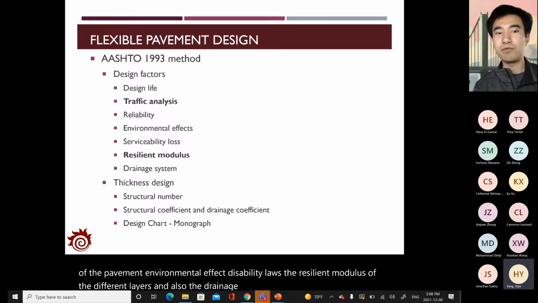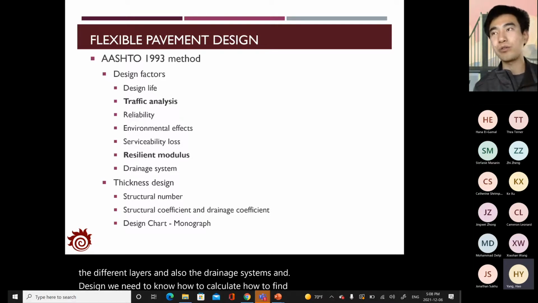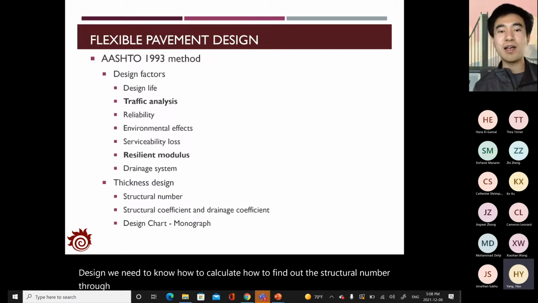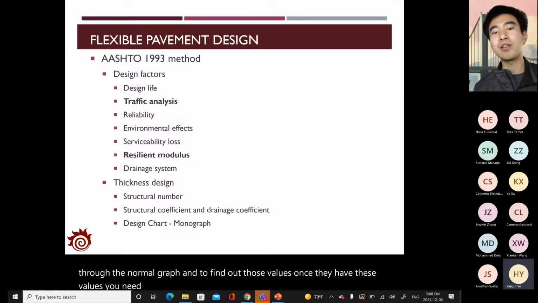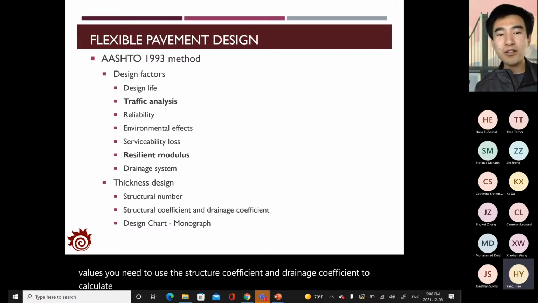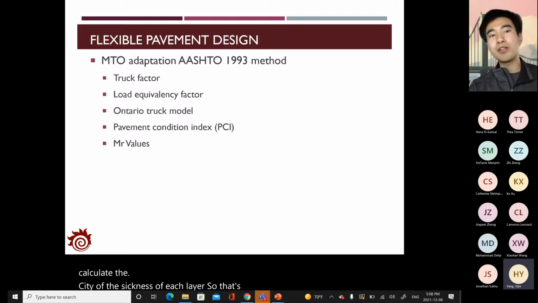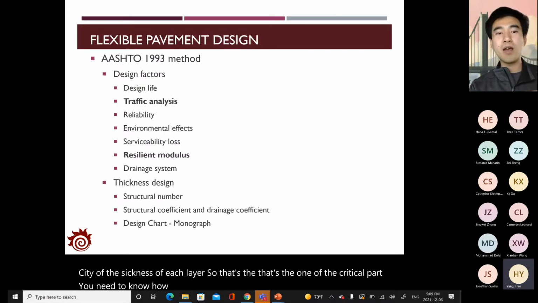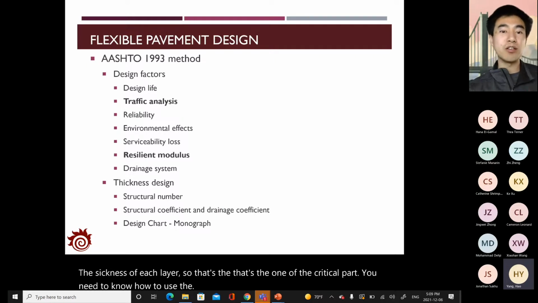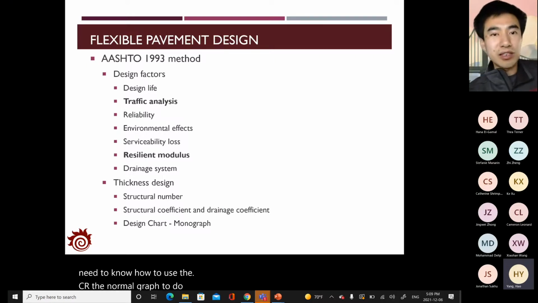And for the design, we need to know how to find out the structure number through the nomograph. Once you have these values, you need to use the structure coefficient and the drainage coefficient to calculate the thickness of each layer. So that's one of the critical parts. You need to know how to use the nomograph to do the design.